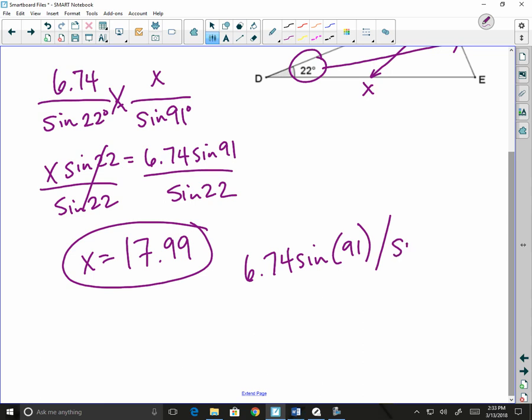Division sign, and you should have parentheses around the 91 and the 22.